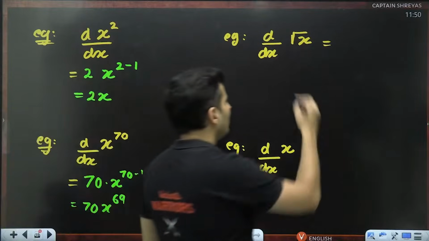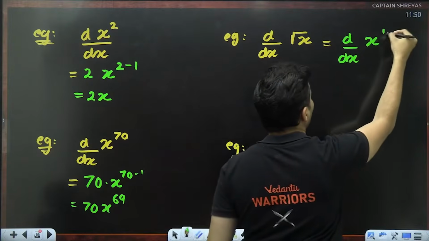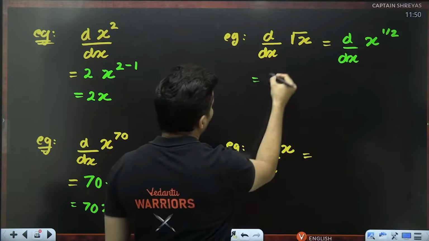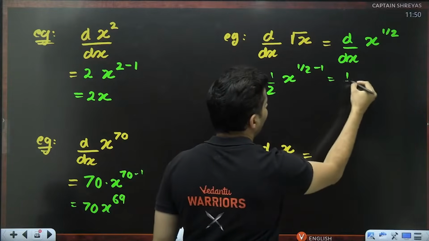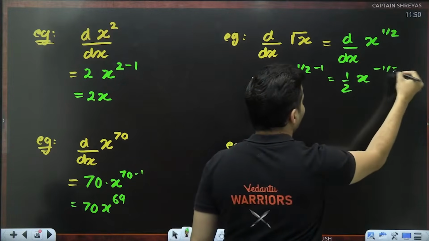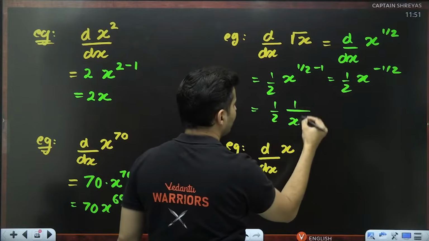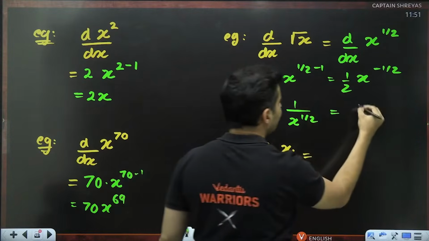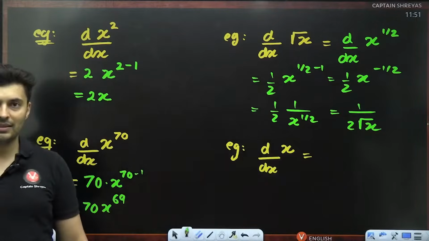What about this? Well, I can write this as the derivative. Root means x raised to half. So that half comes outside. X raised to half minus 1, which is half into x raised to minus half, which is 1 by 2 by x raised to half below, which is 1 by 2 root x. So answer is 1 by 2 root x.